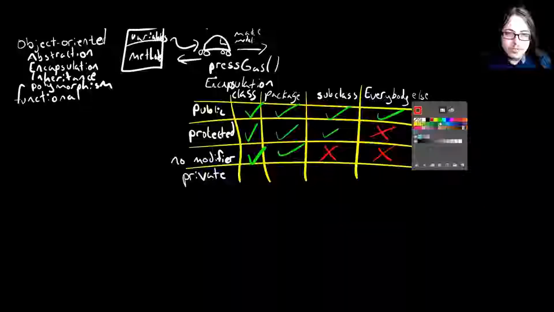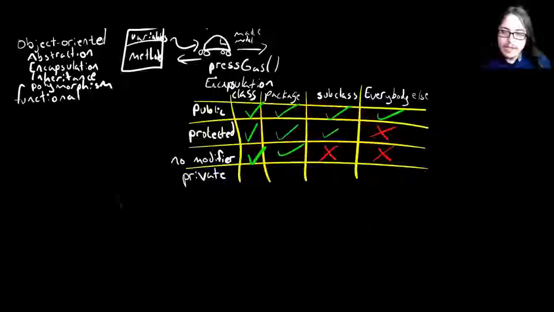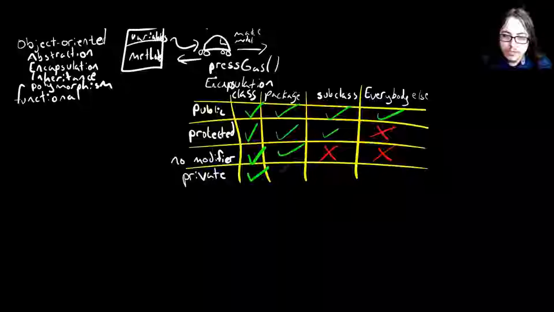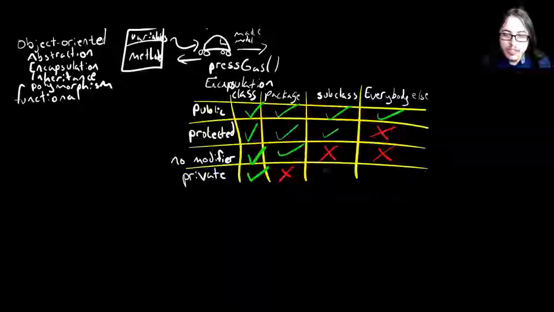Alright, let's do the last one. The last one is the most protective, which is private. Can you access it within the class? Of course. Can you access it within the package? No. You also can't access it within the subclass, and nobody else can access it. So this is the most restrictive of the different modifier levels.